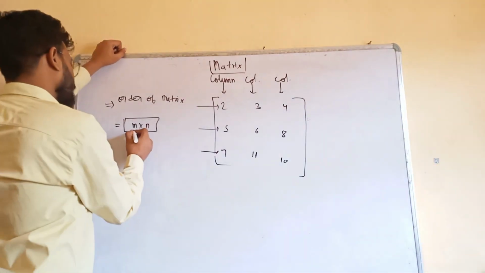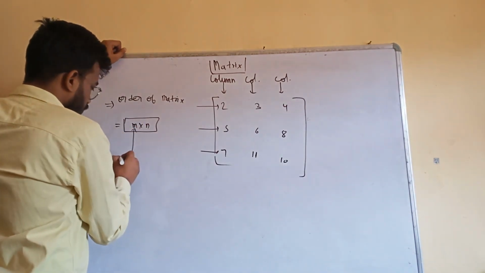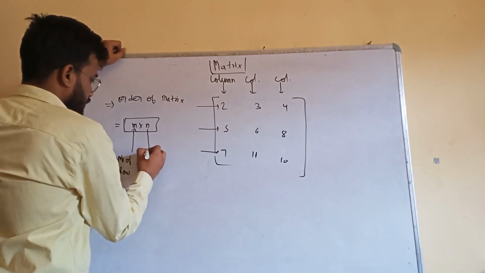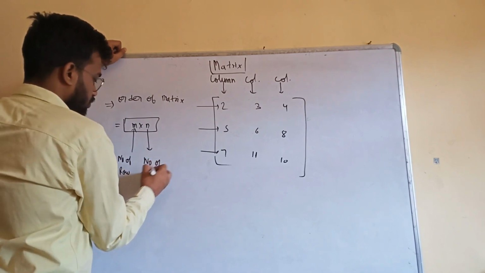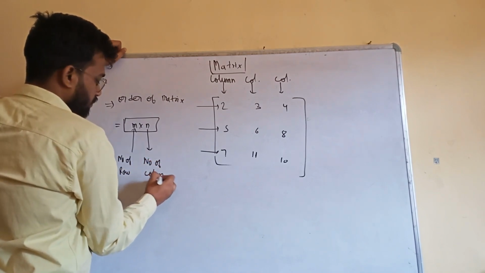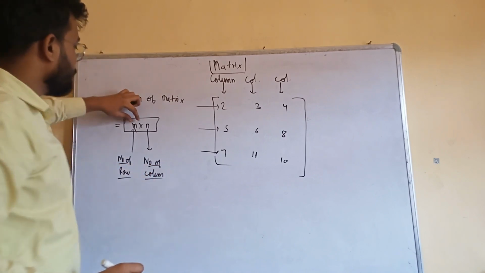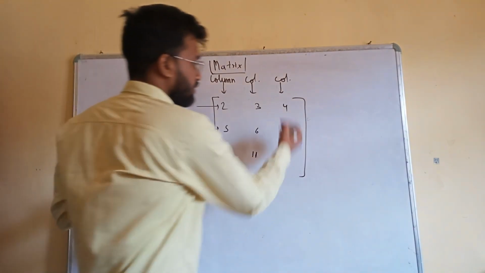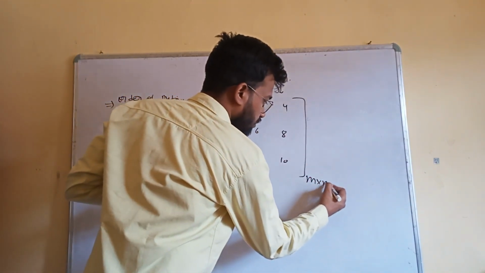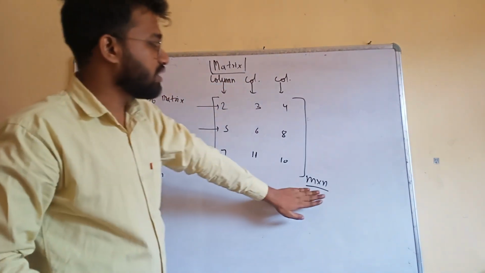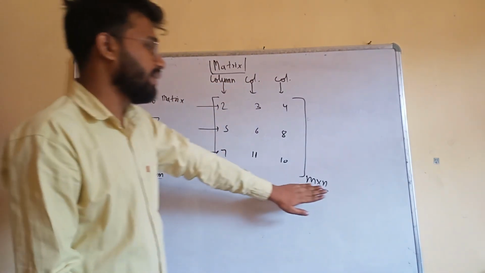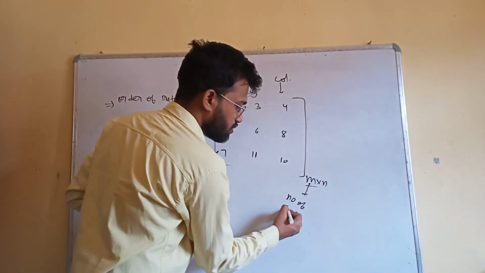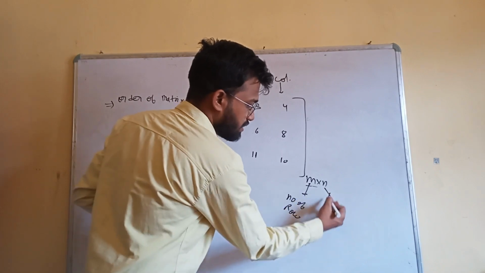And what is m and what is n? Let's understand. M is the number of rows, and n is the number of columns. M is representing the number of rows, n is representing the number of columns. And where are we going to represent it in the matrix? In the base of the matrix, here in the right corner, we are going to write the order of the matrix. M is the number of rows, and n is the number of columns.